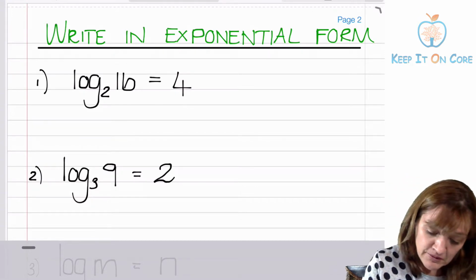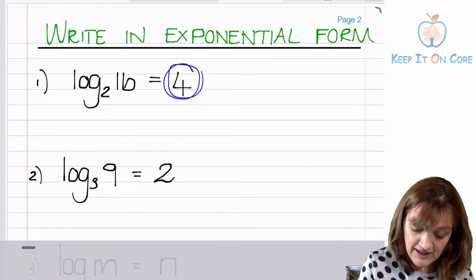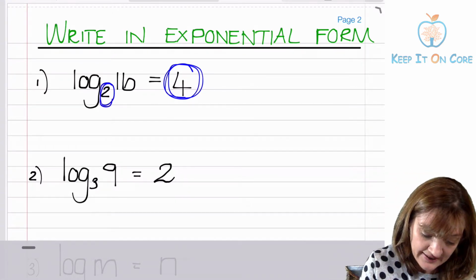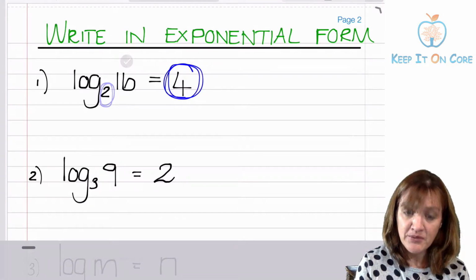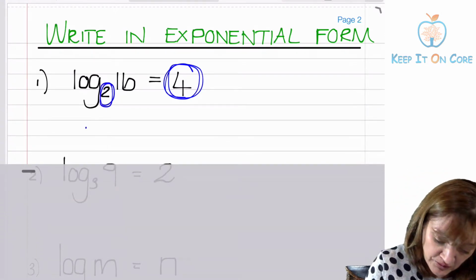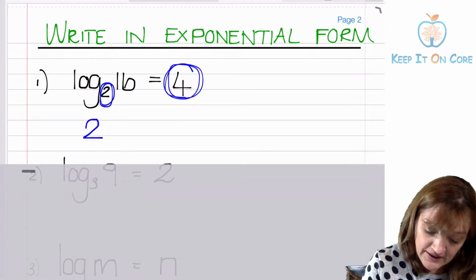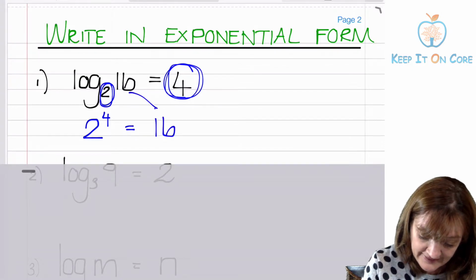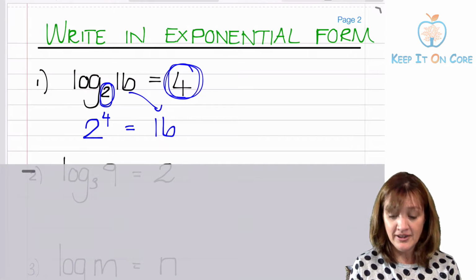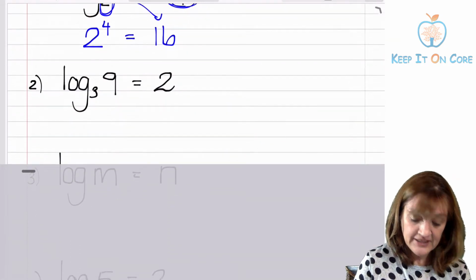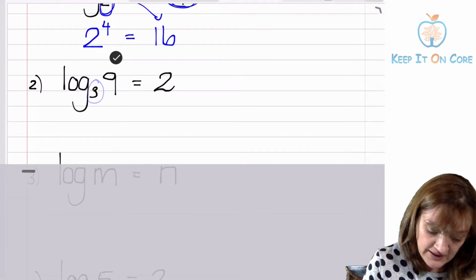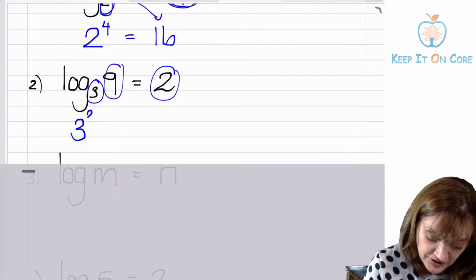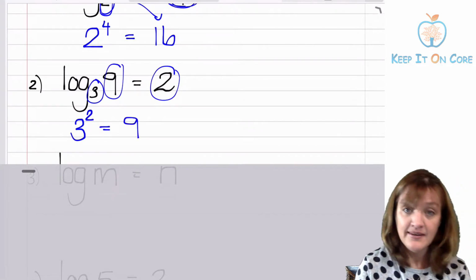Remember we said if it's in log form, the value that it's equal to is actually the exponent. The value down here is actually the base. So if I were to write this back into exponential form, I would take the base of 2, the exponent is 4, and 2 to the power of 4 is that 16 over there. Got it? Let's try again. I'm changing into exponential form. The base is 3, the exponent is 2, the power is 9. So 3 to the 2 equals 9.